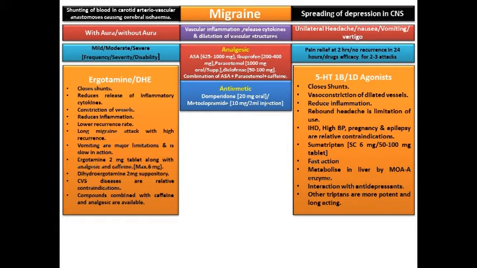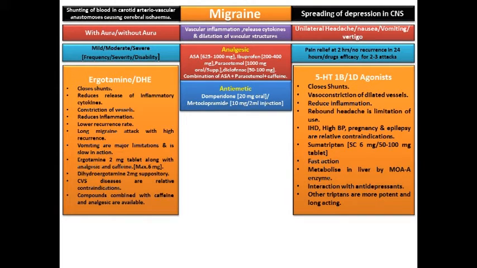Low recurrence rate, long migraine attacks with high recurrence: you want to use them. So people with high recurrence and with long migraine attacks, something which spreads for hours together, you want to use ergotamine or dihydroergotamine. Vomiting, of course, is a major limitation, and it is slow in action. Of course, you can reduce vomiting by giving dihydroergotamine, because you convert it to dihydroergotamine. The property of the drug to cause vomiting goes down.